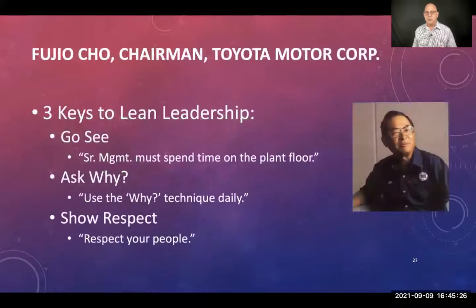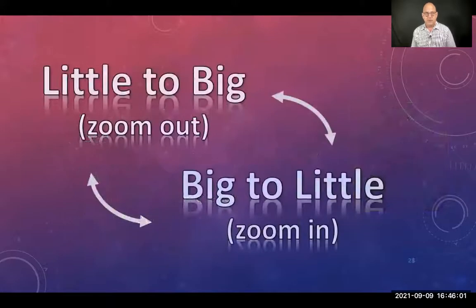So here's something from Fujio Cho. He talks a little bit about lean leadership. This is what we're grooming you for, to be good lean leaders. Go see, so management must spend time on the floor, ask why, and show respect. So when you ask why, you don't have to be a jerk about it. Ask because you don't know. If you already know the answer, then ask them a different question. So ask so you can learn, and you're learning from them, and by acknowledging that you are learning from them is showing them respect. Great little technique to get people to follow you.